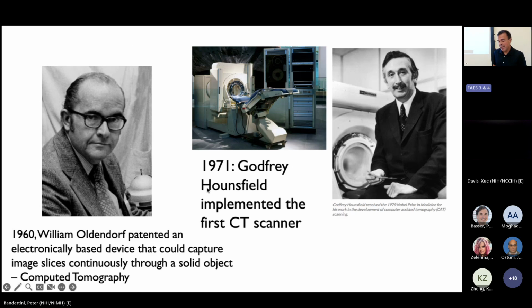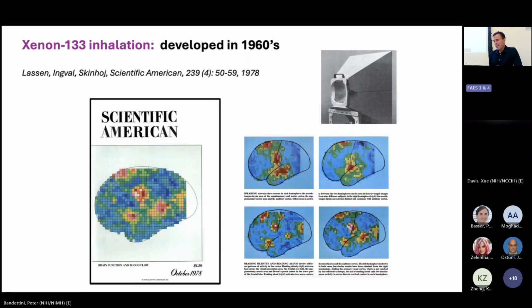And then finally in 1960, William Oldendorf patented an electronically based device that could capture slices continuously through a solid object. This is called computed tomography, CT. And this is still used today for a lot of purposes. Hounsfield actually in 1971 finally implemented the first CT scanner. So that was in the late 60s, early 70s. And now we're on to the function.